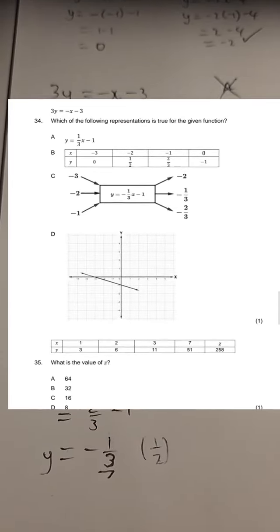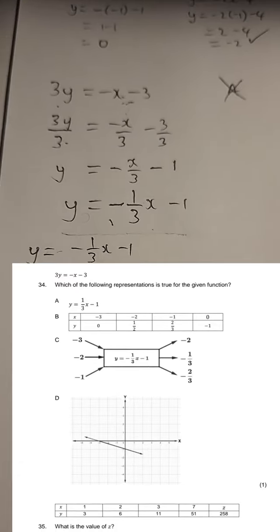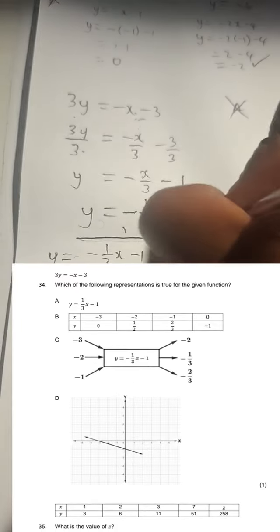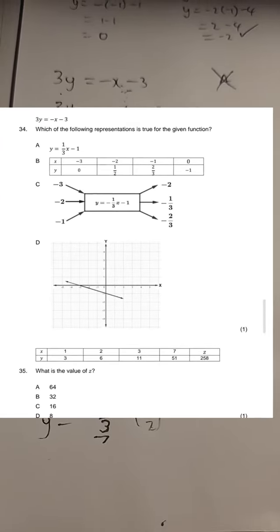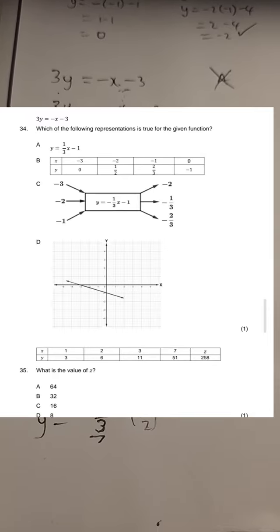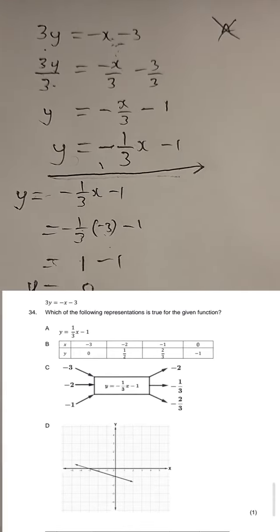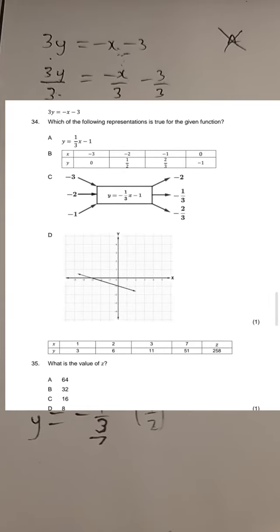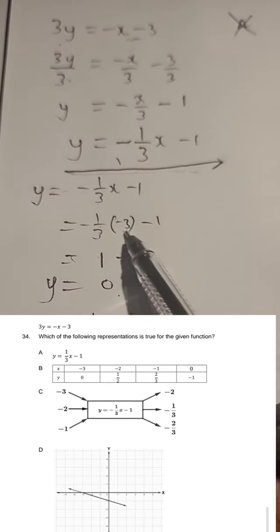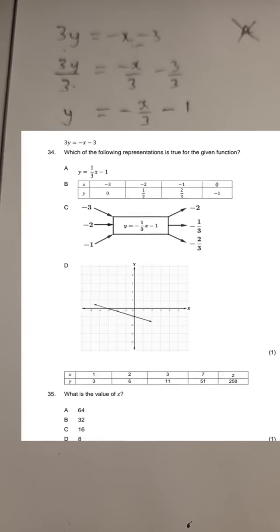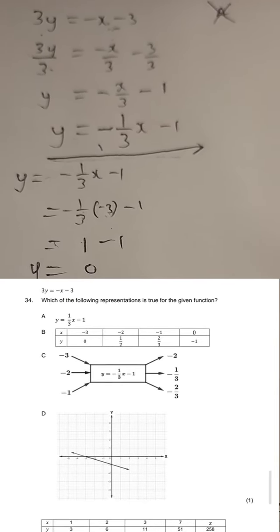If you go to letter C, you can see your rule. It resembles what you have here: negative 1 over 3x minus 1. Do you see that, guys? Then let's check. When we substitute the first input value, which is negative 3, do we get the output, which is negative 2?